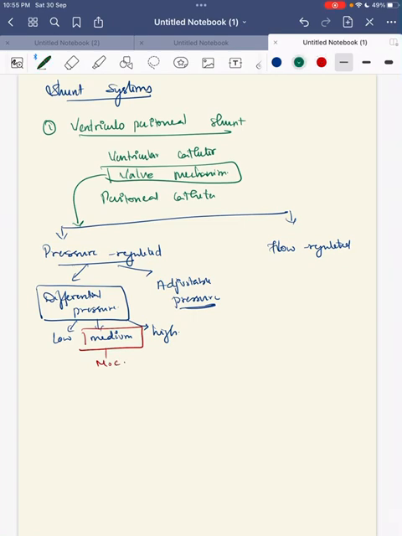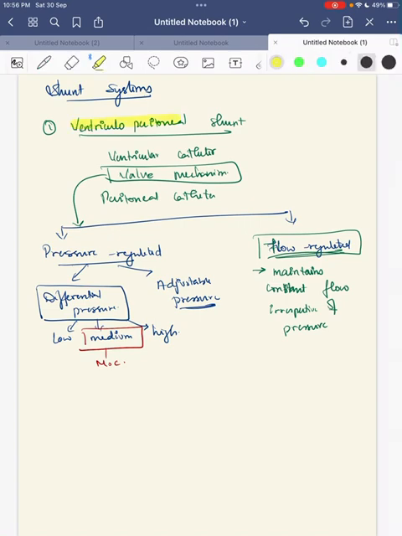Okay. Next, coming to this flow regulated one. It maintains a constant flow of this CSF from the ventricles to the peritoneum, irrespective of the pressure between the ventricles and the peritoneum. So this is mostly used in infants with large ventricles, this flow regulated one. Okay, so we have seen the first one, that is ventriculoperitoneal shunt.